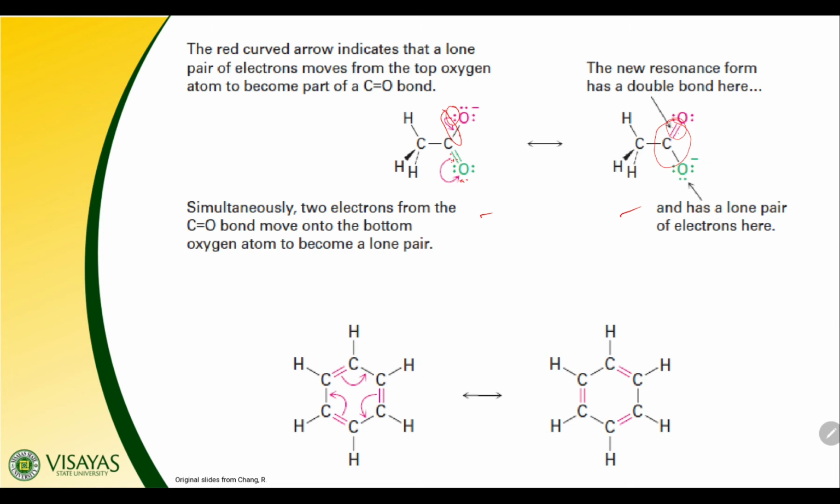Then for benzene, we have the double bond, no? The electrons here move to form a double bond here, and this one here moves to this, and this pair of electrons here, the double bond, moves to form a double bond here to form this structure.